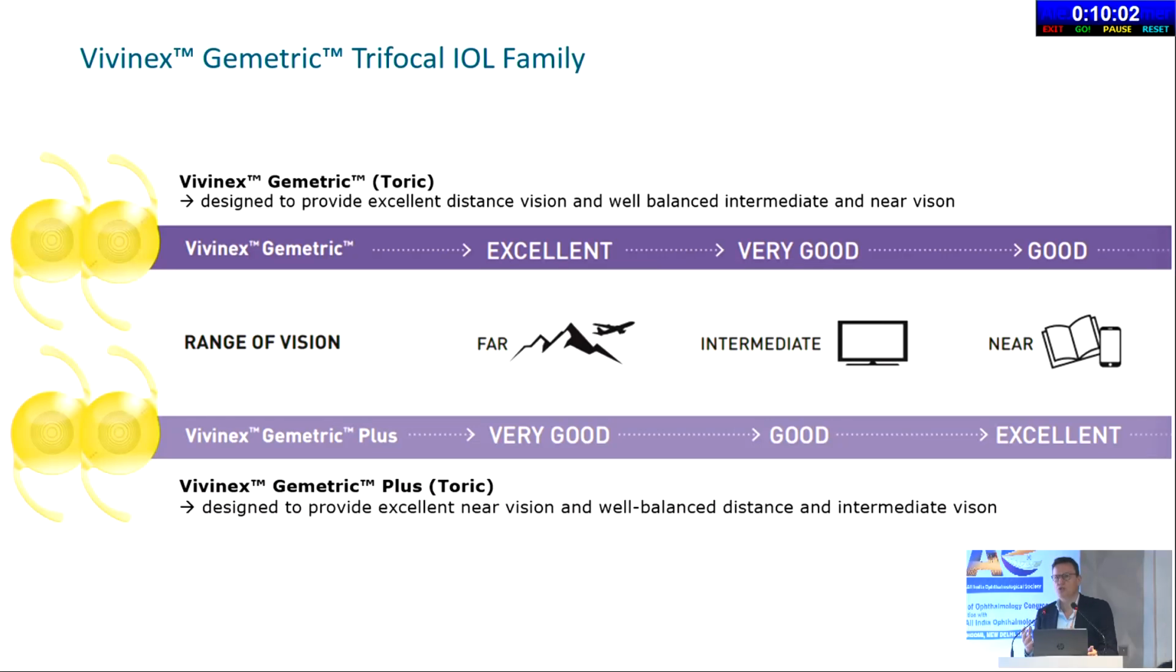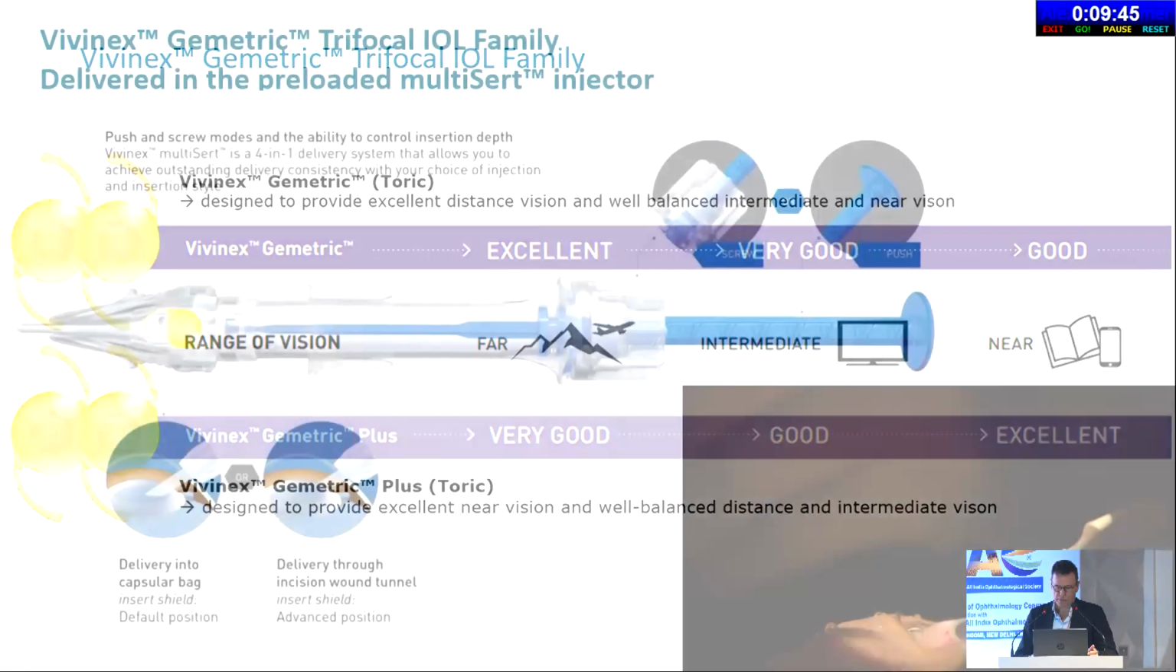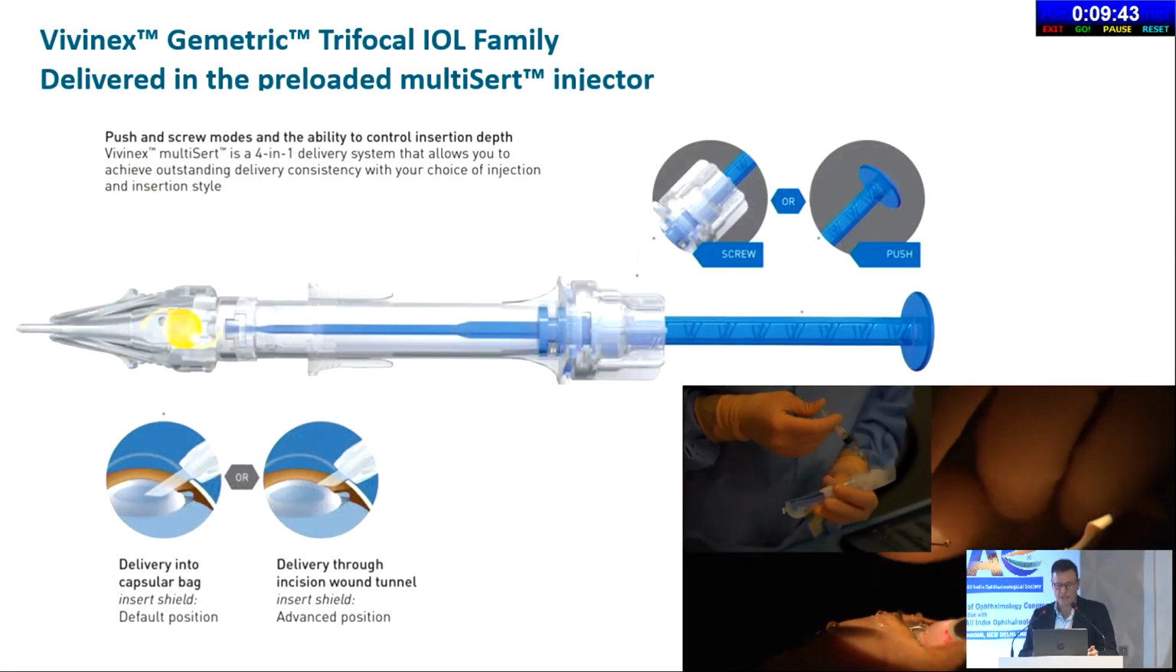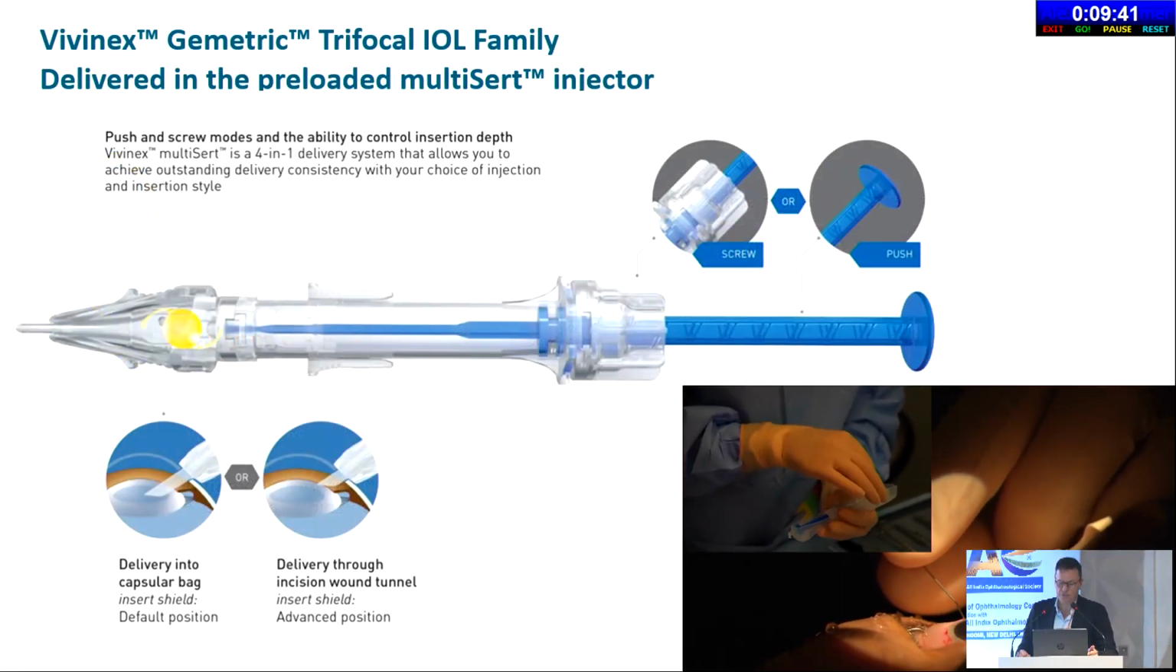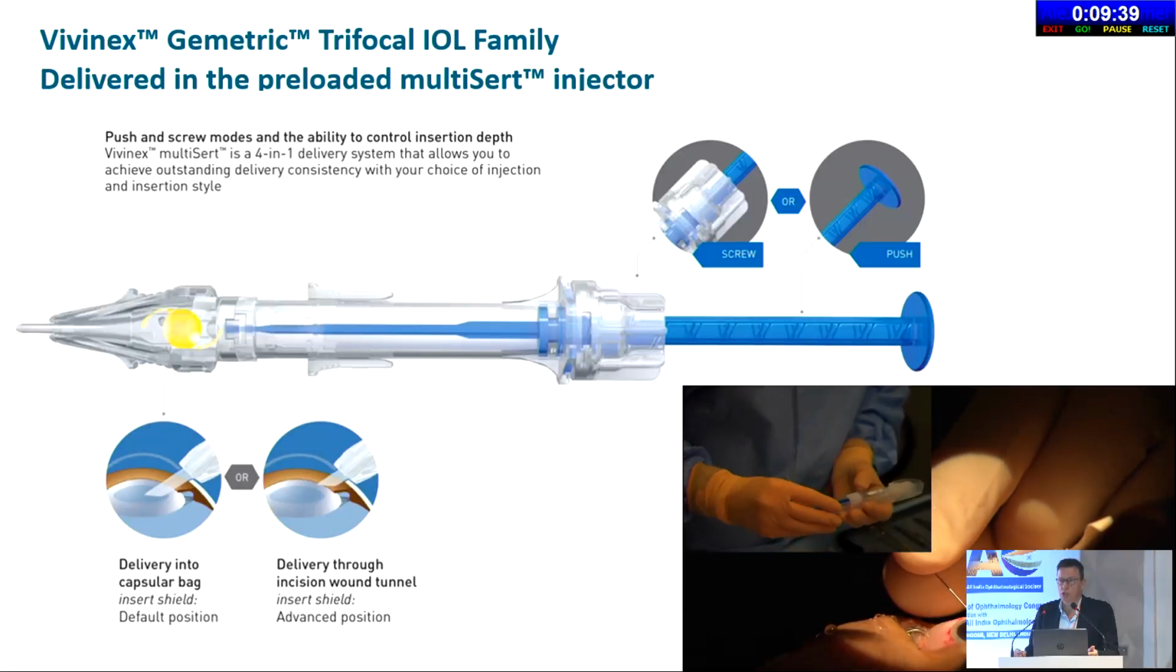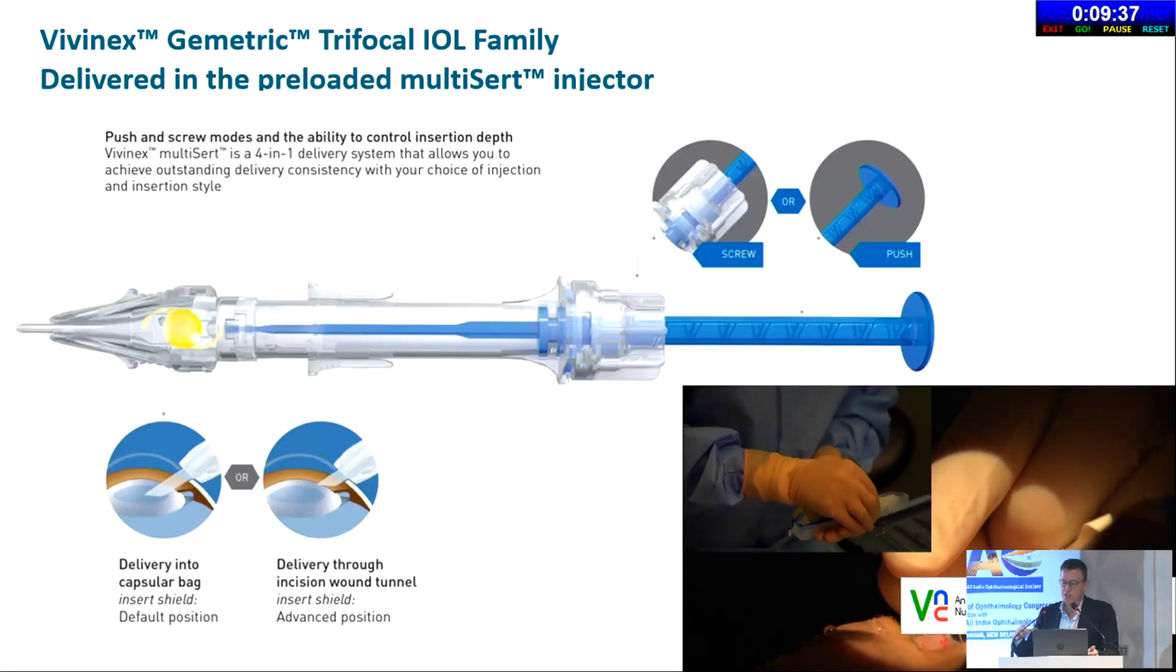Now, what is the difference? I said it's almost the same, but there is a difference. The geometric has more light distribution than the geometric plus for far and intermediate, and less for near. So the geometric plus gives more light distribution for near. This is always delivered in the multi-cert injector, which a lot of our colleagues love because it's versatile.